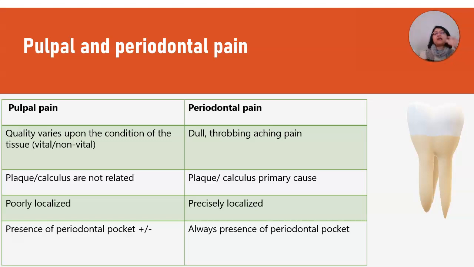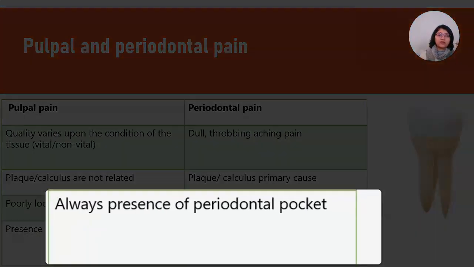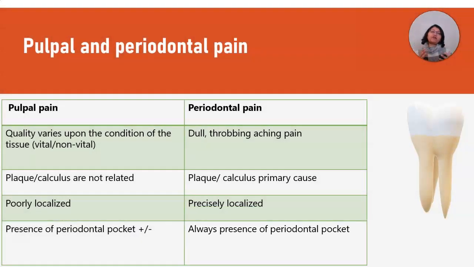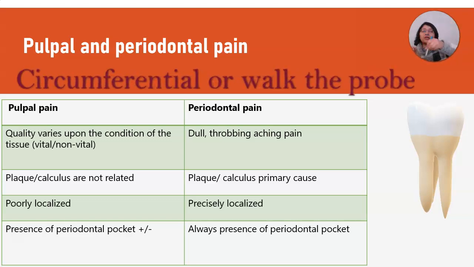Okay. And after that, again, in your clinical diagnosis, a very important thing that you have to check is a periodontal pocket. Whenever there is a periodontal pain, there will be a periodontal pocket. So you have to check all around the tooth. Just don't do it the way I know a couple of people do, where they just go around the tooth, like mesial, distal, that's it, done. No, you have to go all around the tooth because of furcation involvements.